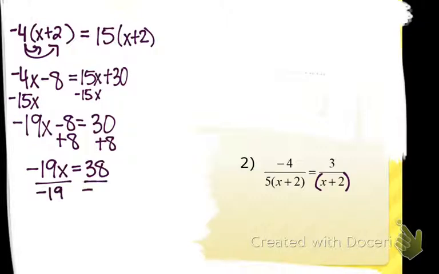My last step to solve for x. Divide by negative 19. What do we get for x? X equals 38 over negative 19, which is negative 2. Good. That does divide out nicely.